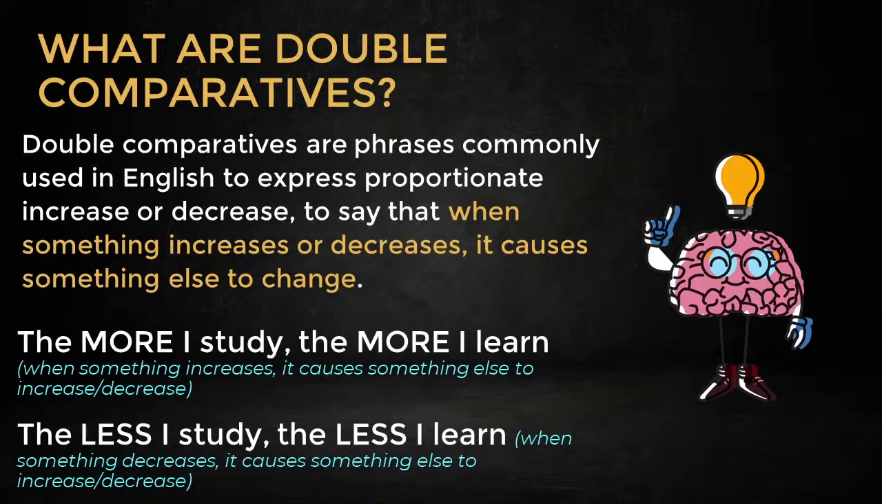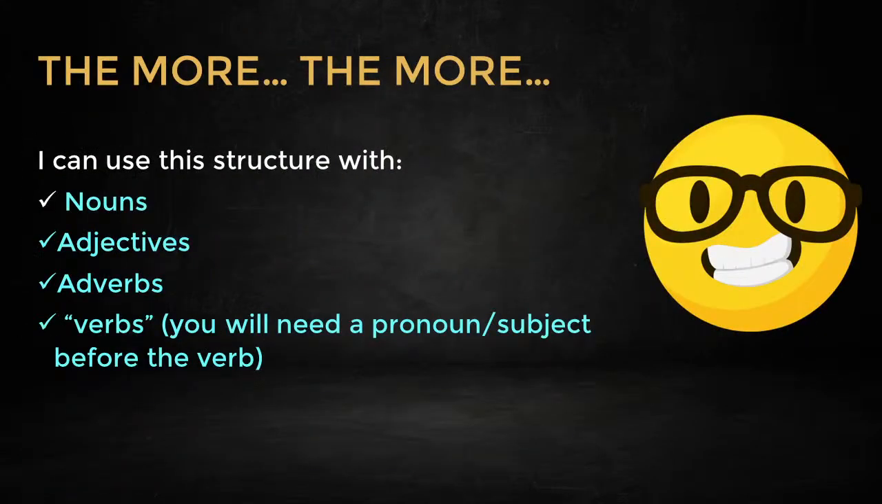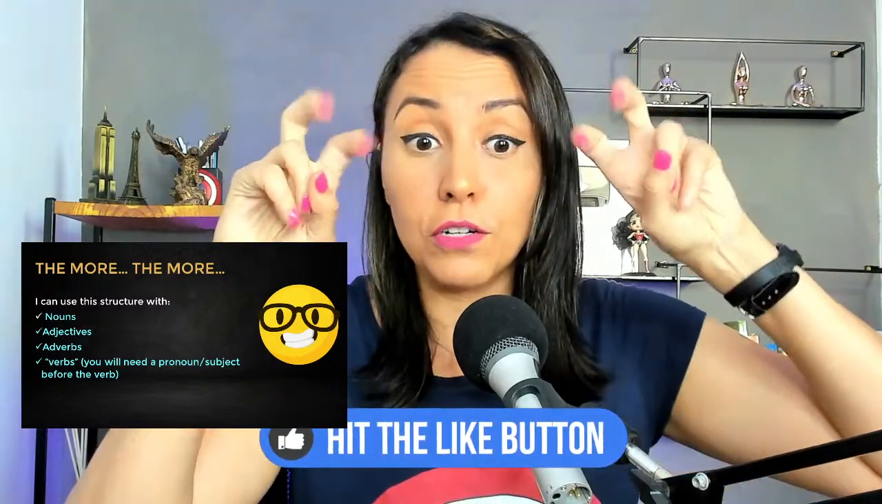If something increases, it causes something else to increase or decrease. Or when something decreases, it causes something else to increase or decrease. So that's the idea of this double trouble, double comparative, okay? Now, I can use this structure with nouns, adjectives, adverbs, verbs, okay?